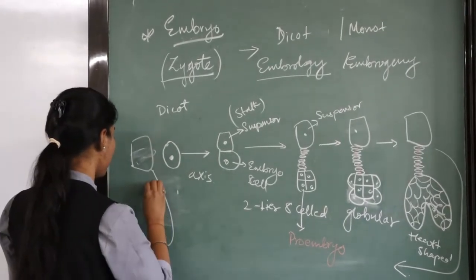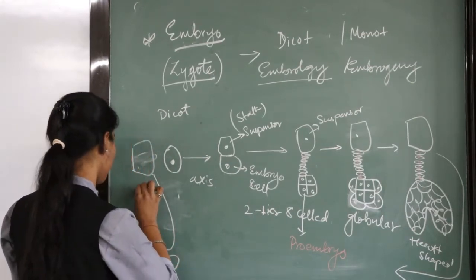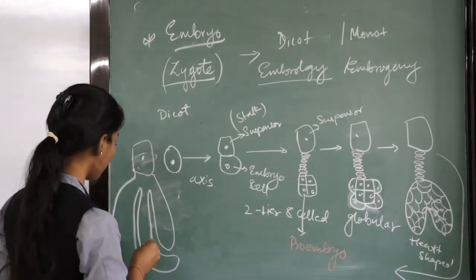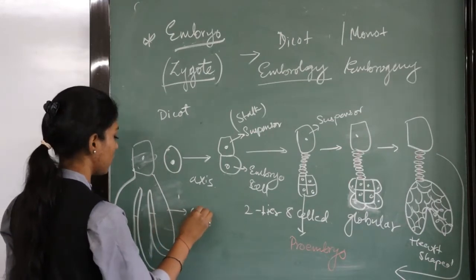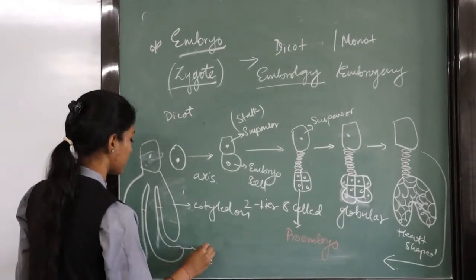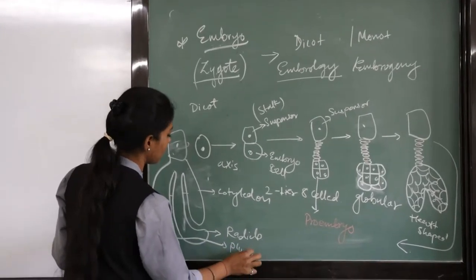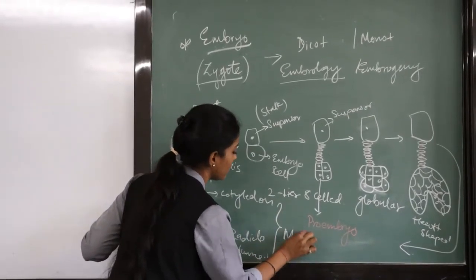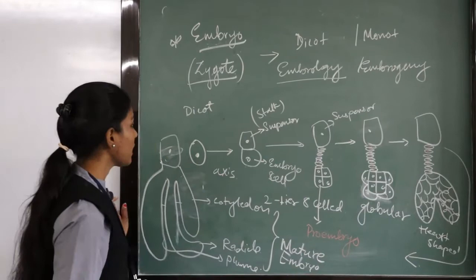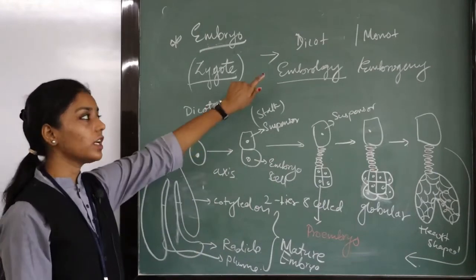The suspensor looks somewhat like this. This line you see is called the cotyledon, and this forms the radicle and this forms the plumule. This is how a mature embryo looks in dicot. I hope you are clear with the diagram and the stages of development of the embryo.